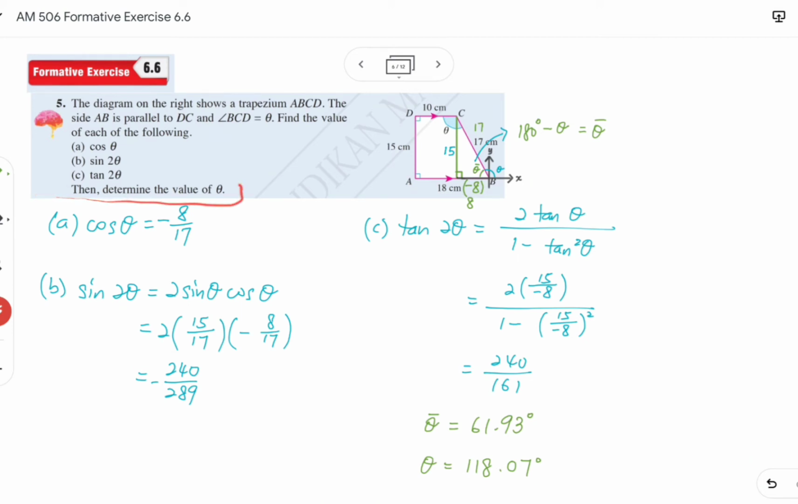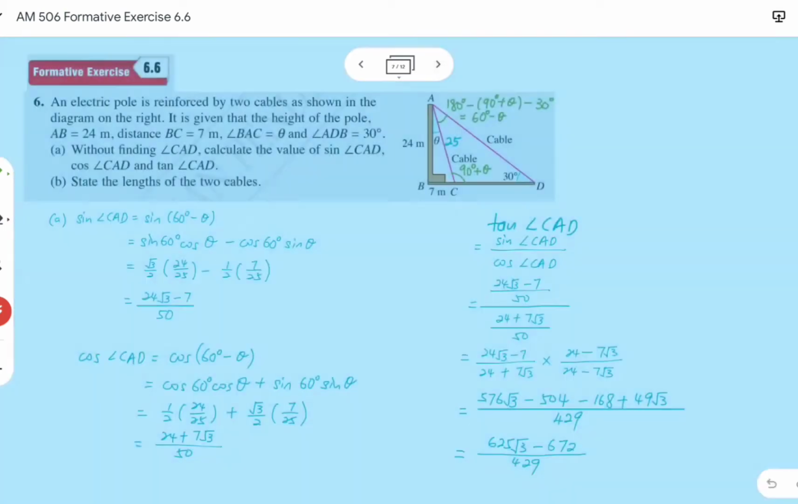Then determine the value of theta. So we choose the simplest one. So we choose from cosine theta. Cosine theta equals negative 8 over 17. So the reference angle will be 61.93. Since we know that theta is in second quadrant, right? So theta will be 180 minus 61.93, and we get theta equals 118.07 degrees.